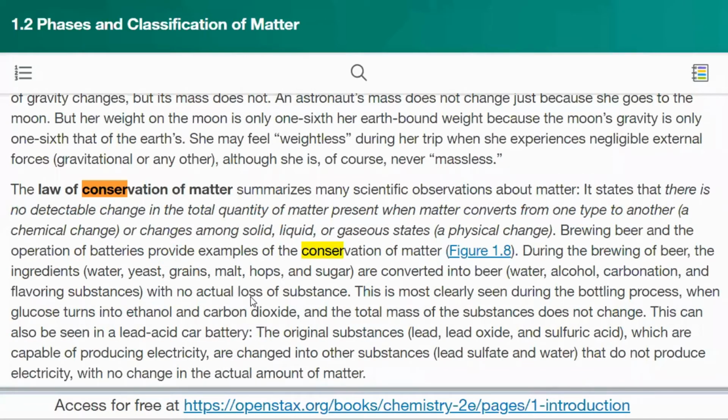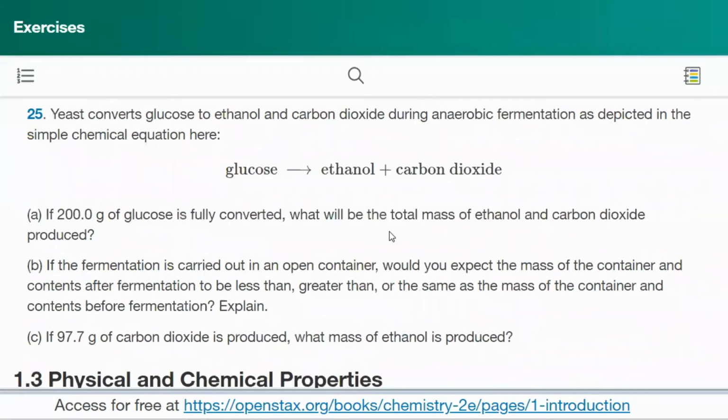The law of conservation of matter. Okay, so using the law of conservation of matter, we can answer that question. If 200 grams of glucose is fully converted, what will be the total mass of ethanol and carbon dioxide? That means the mass of the ethanol plus the mass of carbon dioxide produced is 200 grams. The law of conservation of matter.